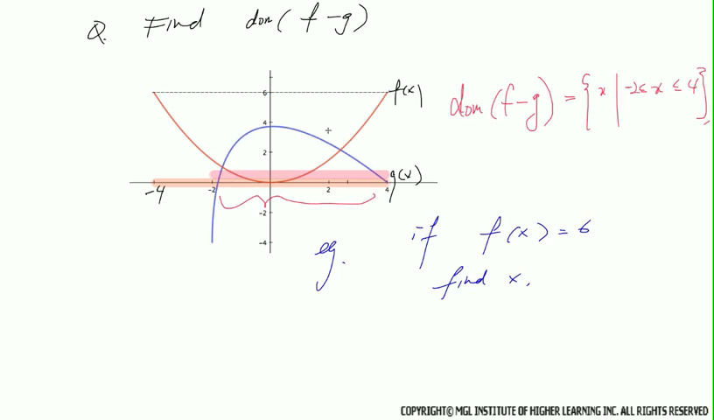Yeah, in this graph of f, if it's equal to 6, what is x? That's right. So here's 6, right? On the function f, it's going to be 4 or -4. So x is going to be 4 or -4.